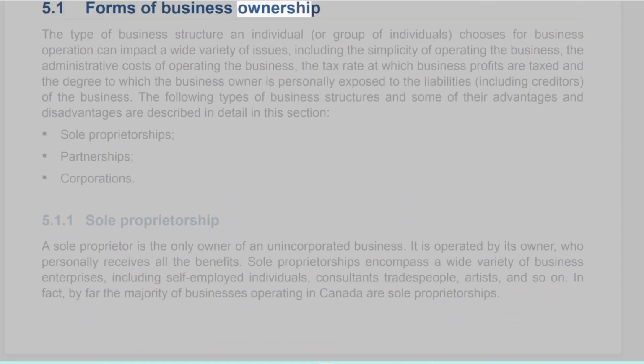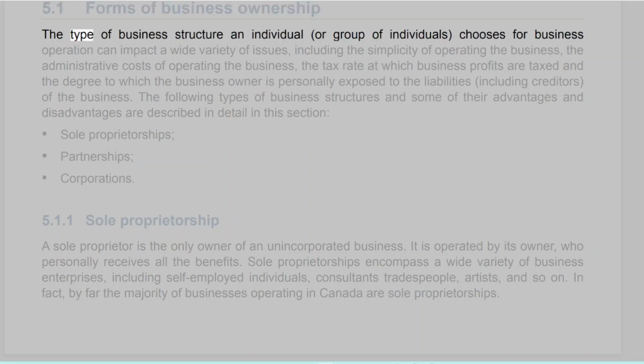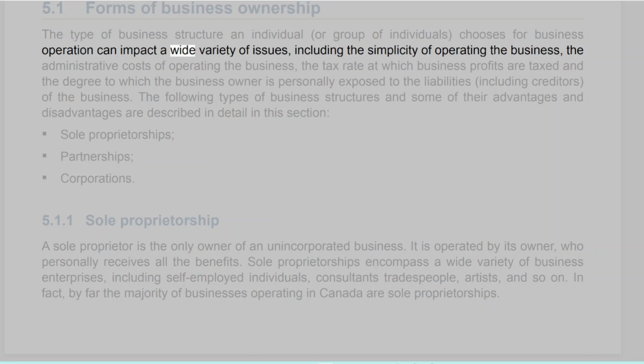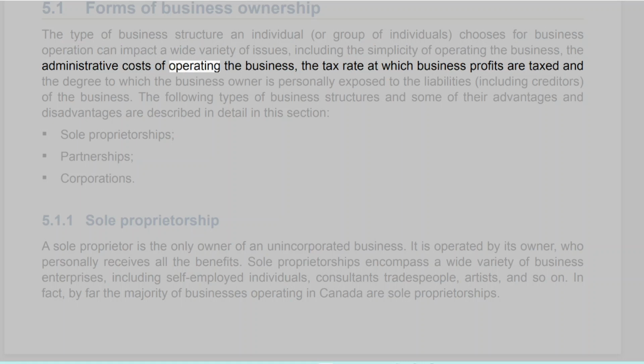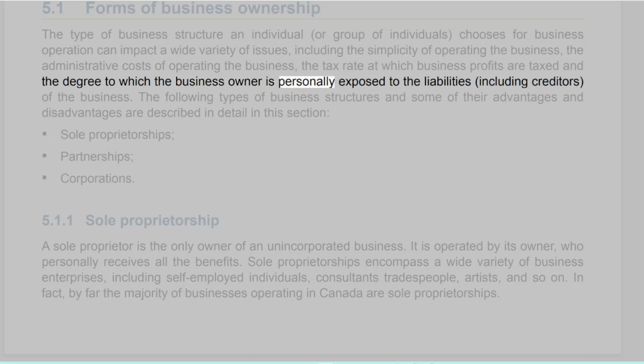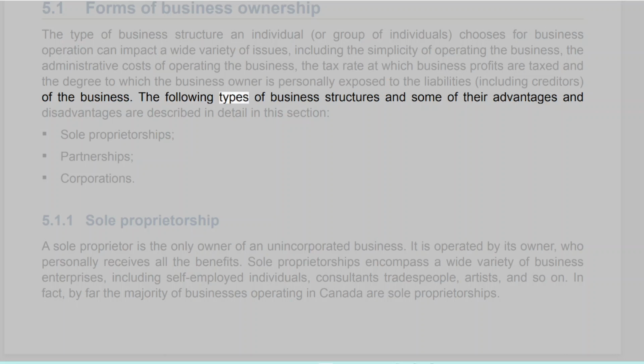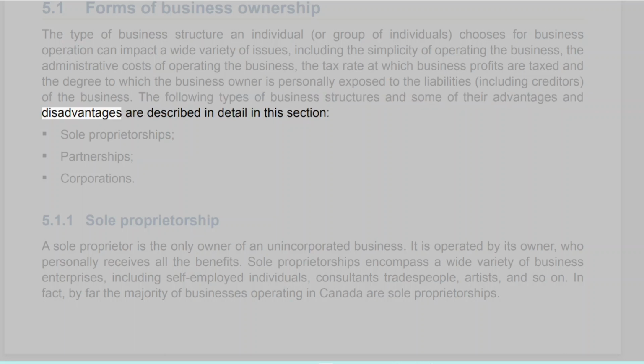5.1 Forms of business ownership. The type of business structure an individual, or group of individuals, chooses for business operation can impact a wide variety of issues, including the simplicity of operating the business, the administrative costs of operating the business, the tax rate at which business profits are taxed, and the degree to which the business owner is personally exposed to the liabilities, including creditors, of the business. The following types of business structures and some of their advantages and disadvantages are described in detail in this section: Sole Proprietorships, Partnerships, Corporations.